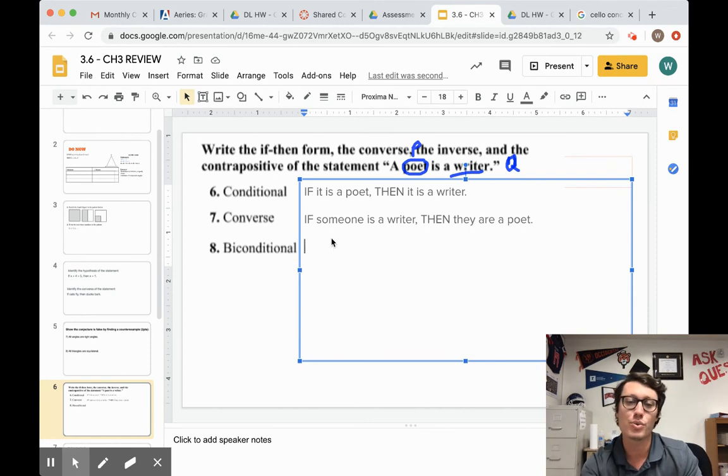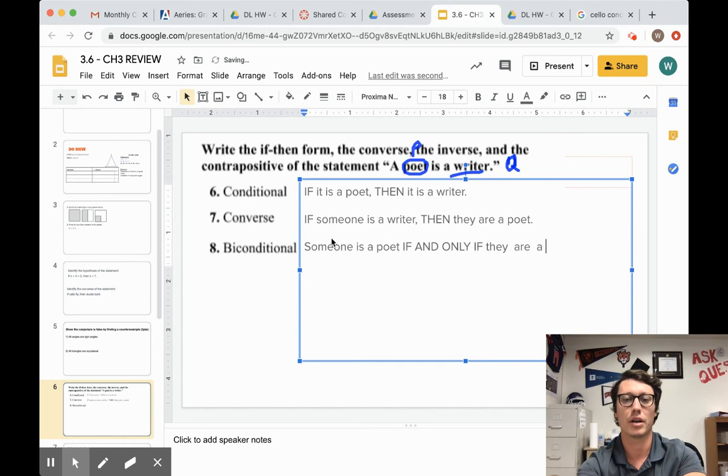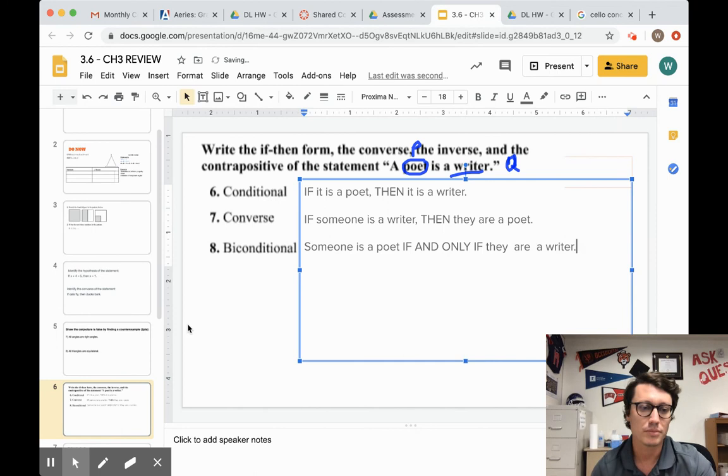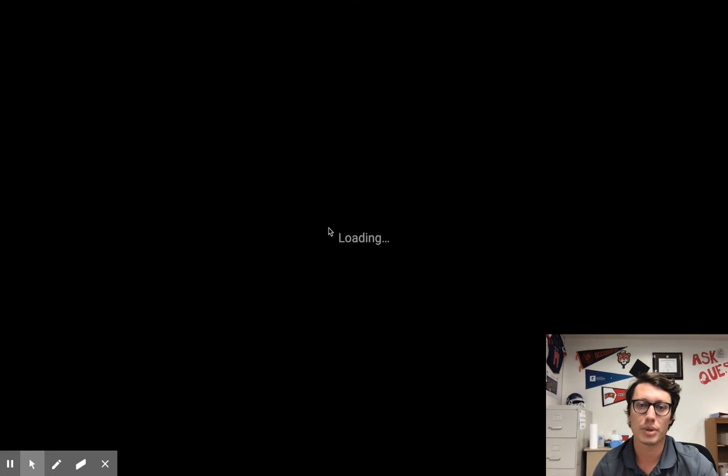So technically, we shouldn't be allowed to write a biconditional statement, but let's just go ahead and do it for practice's sake. Remember, a biconditional does not start with the word if. It's just P if and only if Q. So we could say someone is a poet if and only if they are a writer. Boom. Beautiful. Let's go back.